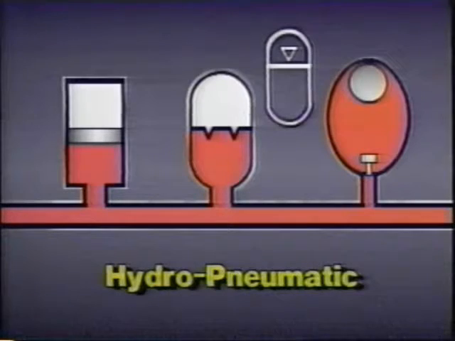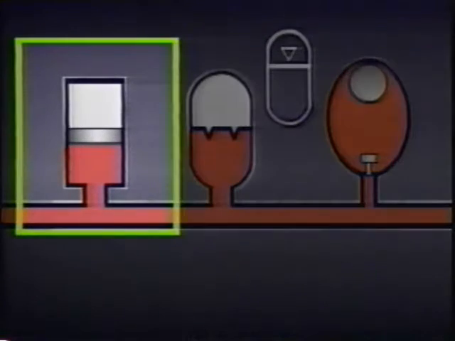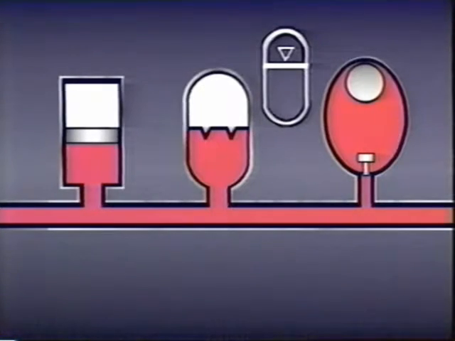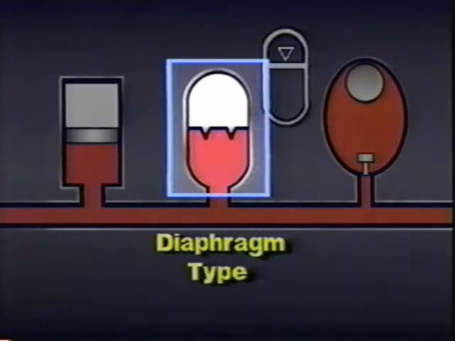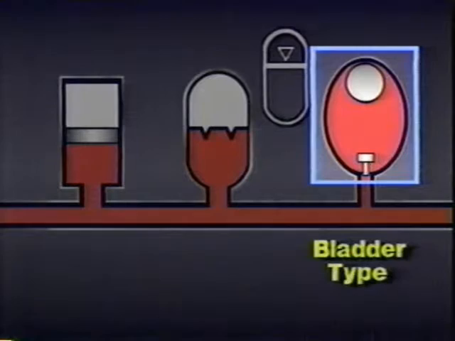One of the most common accumulators is the hydro-pneumatic type. They operate essentially the same as spring-loaded units, except they use a compressed gas in place of a mechanical spring to store energy. There are several kinds of hydro-pneumatic accumulators. One kind has a moving piston which separates the gas from the hydraulic fluid. A second kind uses a flexible diaphragm. And the third kind uses a rubber bag or bladder inside a steel shell or housing.